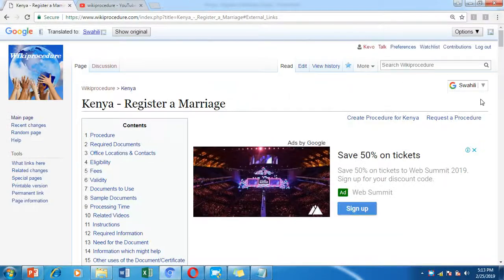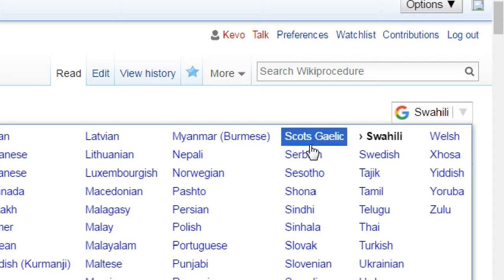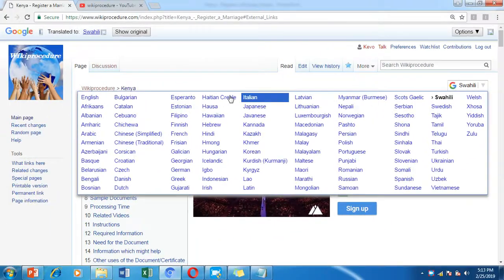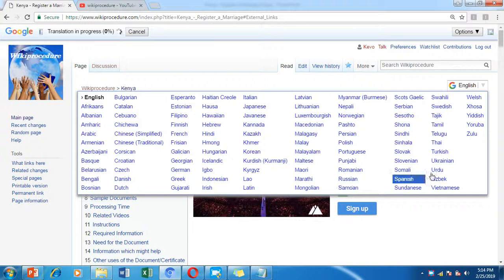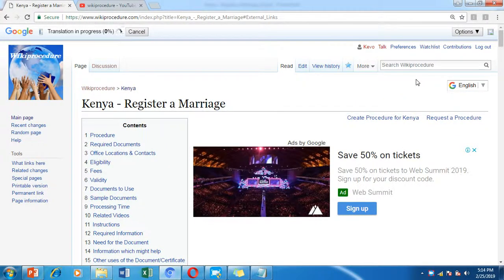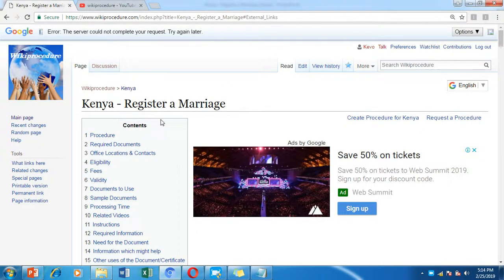And on the right hand side of our screen, we have also included a select language option, which you can click and select a language which is easy for you to comprehend. For our purposes today, we are going to choose English. By choosing a language of your option here, it will translate the Wiki Procedure page to the language of your choice. In Kenya, you can choose Kiswahili, and this will automatically translate the Wiki Procedure page to Kiswahili.